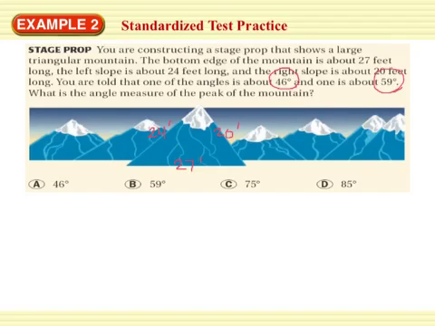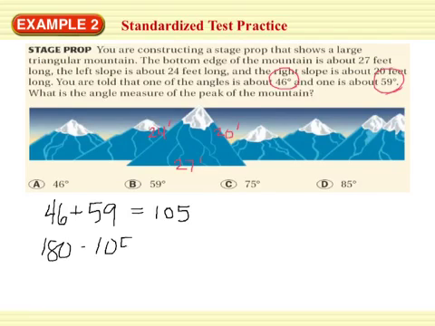Okay, a lot of you guys are going to see that the biggest angle you have is 59. This is the biggest side. So you're going to want to say that this is 59 degrees. Okay, but that is not right. Every triangle has 3 angles. You don't know the measurement of the third one, but you know how to find out. All 3 angles inside a triangle should add up to be 180. So let's add these 2 up. I get 105. 180 minus 105 is 75 degrees.